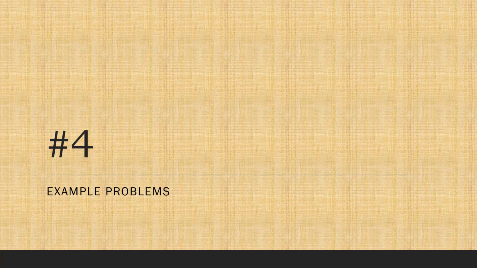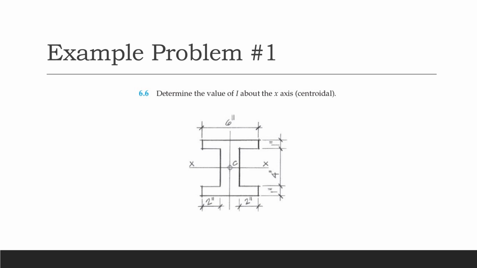Number 4, an example problem. This is example problem number 1, 6.6. Determine the value of I about the x-axis. If you want to, you can pause the video and try to figure it out. If not, I'll give it a second. Okay, we can continue.